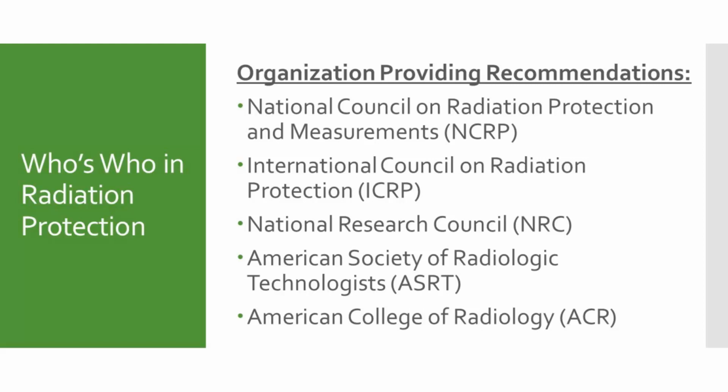The National Council on Radiation Protection and Measurements, or the NCRP, as well as the International Council on Radiation Protection, or the ICRP, provides loads of information about radiation exposure, dose, and protection recommendations. Just about any search on radiation protection will lead you to these two organizations. The same goes for the National Research Council, which is part of the National Academies of Science, Engineering, and Medicine.